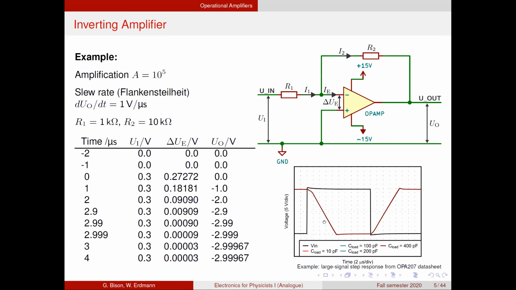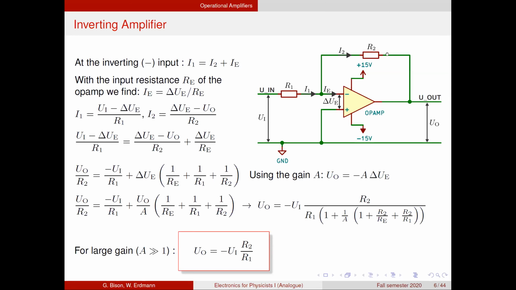Okay, so let's compute what happens in the steady state. In order to do that, we have to look at the node at the inverting input, where we know that the current going through this resistor has to be equal to the current going into the amplifier plus the current going through the feedback. So this is what that equation says.